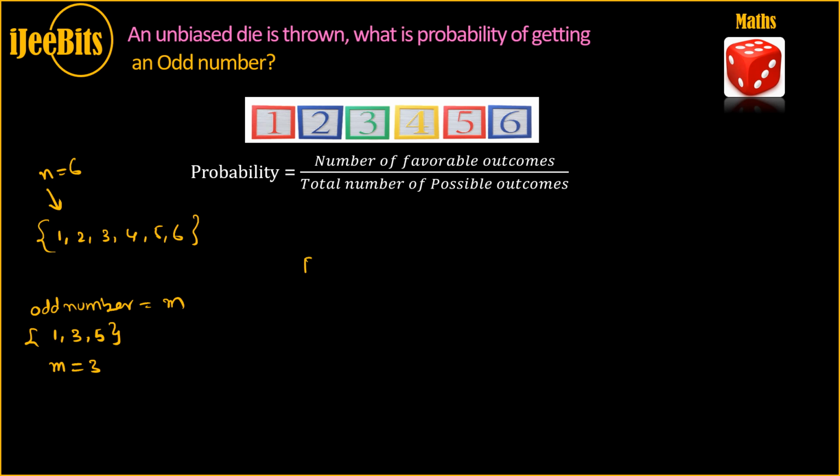So the probability of getting odd numbers is the number of favorable outcomes, and our favorable outcomes are basically the odd numbers, so m, over the total number of outcomes n. So 3 divided by 6. It is nothing but 1 by 2. So this is the answer. The probability of getting odd numbers is 1 by 2 in this experiment.